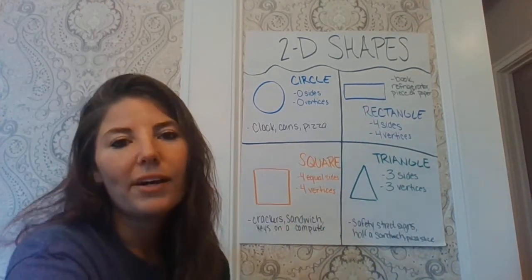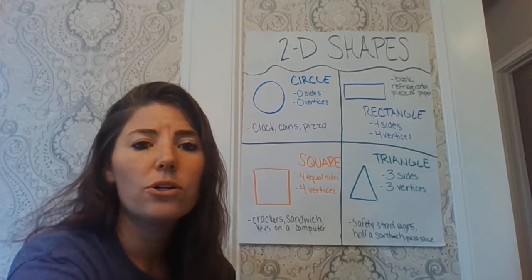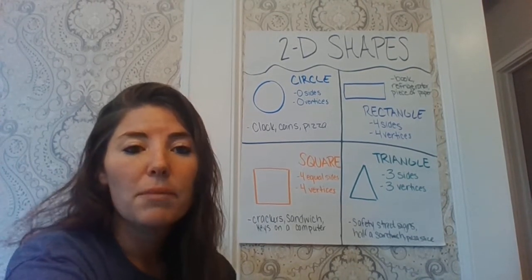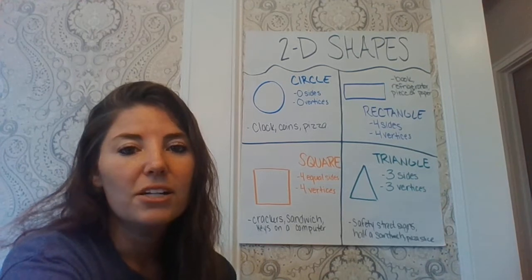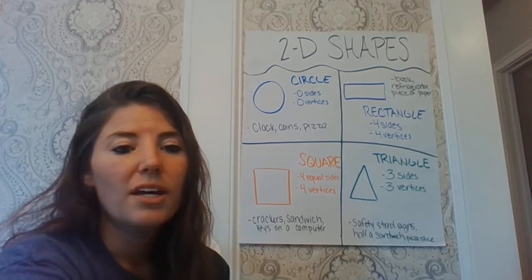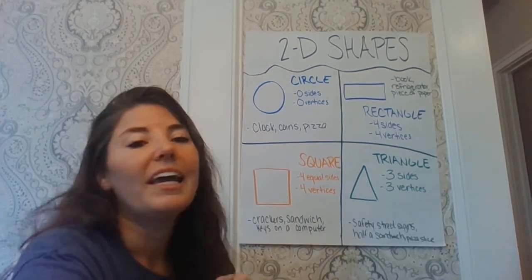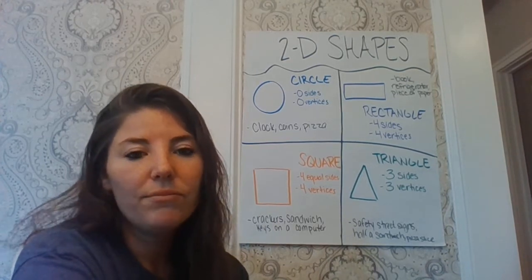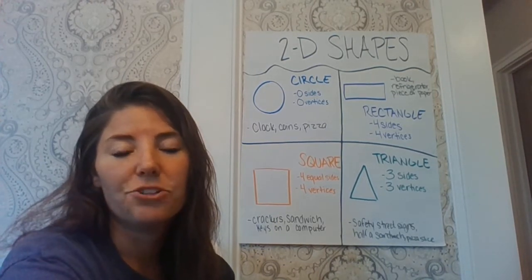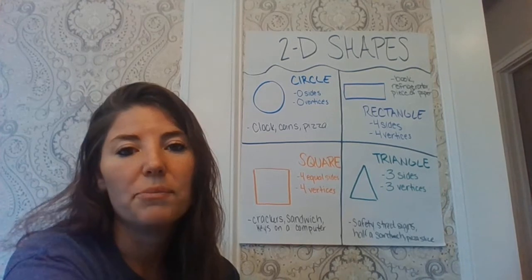Some examples of a rectangle might be your refrigerators at home. It could be a sheet of computer paper or notebook paper that you have to draw on or write in a journal, and it could also be a book that you have. So those are our 4 main shapes that we're going to talk about. Remember, 2D shapes are flat shapes.